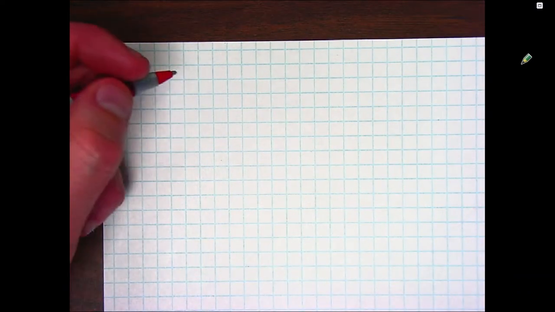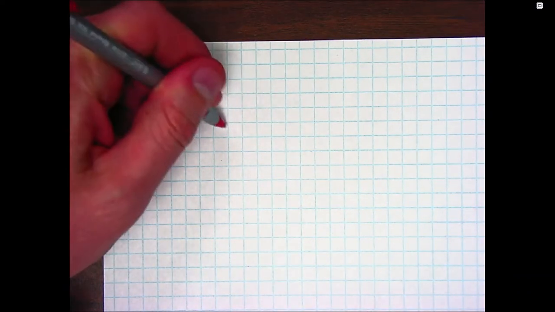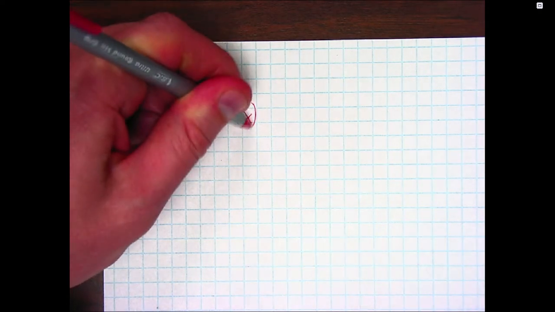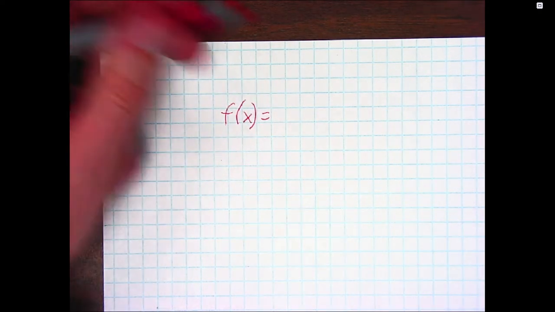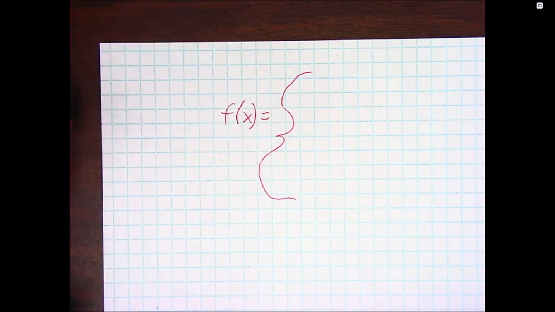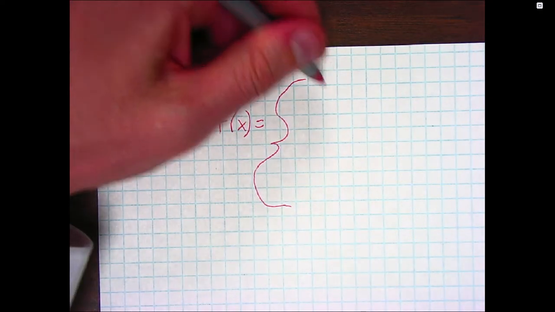All right, so now we're going to do an algebraic example of piecewise functions. And basically a piecewise function is a function that's defined in pieces. So here's the example you can copy down in your notes. So we're going to have f of x, and this time we're going to put this big curly bracket, and we're going to give a bunch of different rules.